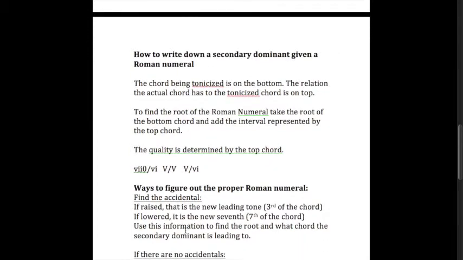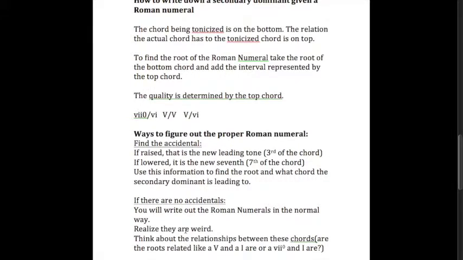Alright, now how to figure out the proper Roman numeral given an actual chord. So one of the dead giveaways of a secondary dominant, or some other kind of chord which we're not going to talk about in this course, is an accidental. Secondary dominants are tonicizing something that is different from the actual tonic. So it's bringing us outside of the key that we're actually in. So this means that we're going to, of course, see the results of that, which are accidentals. Accidentals are showing that we're now in a new key area for that brief moment.